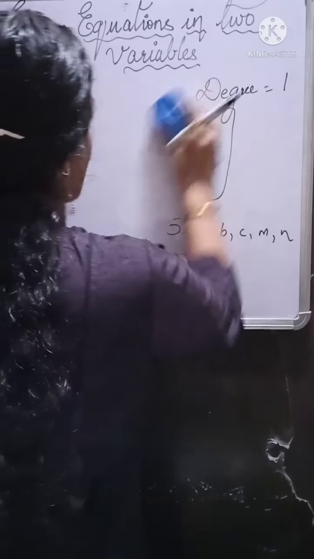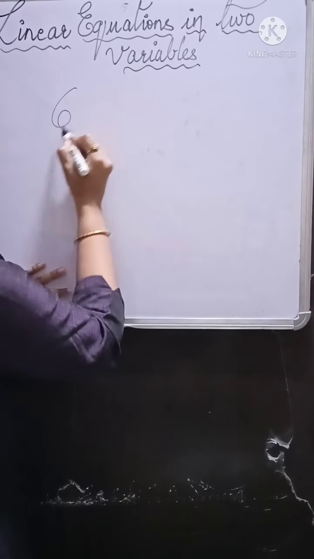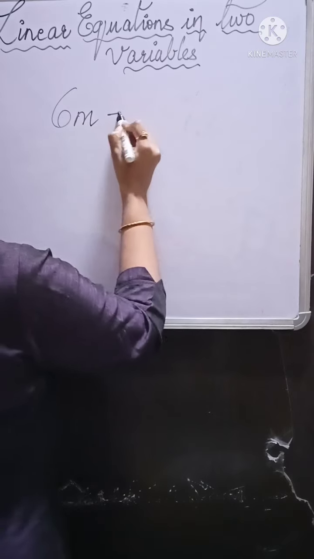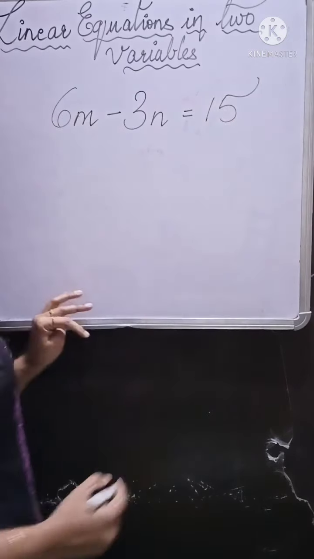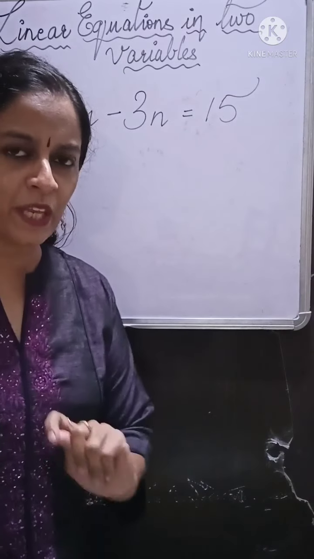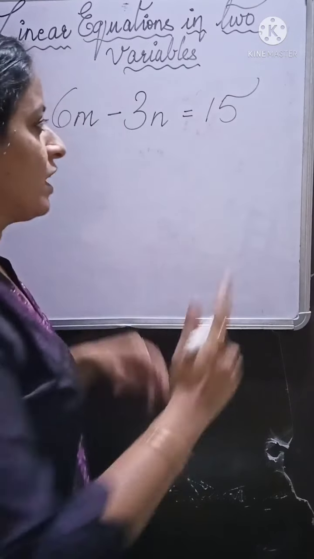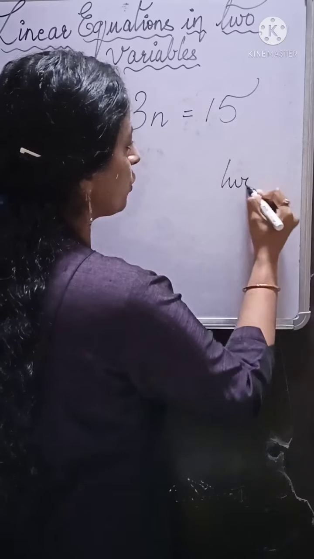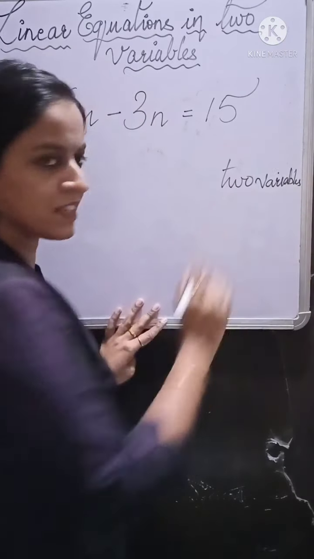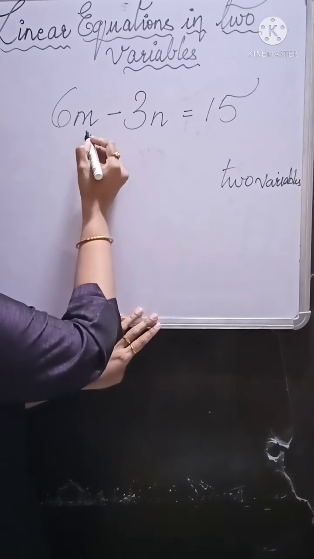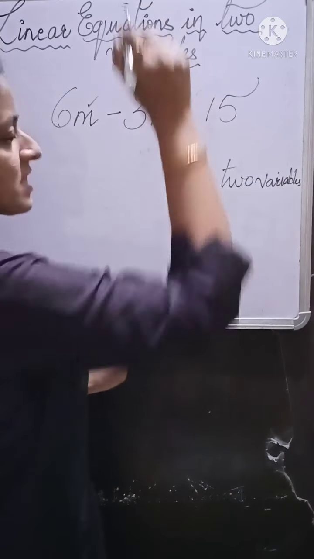Let me take another example. 6m minus 3n is equal to 15. Is this a linear equation in two variables? What all things do you have to check? You have to check whether there are two variables. Two variables means two alphabets. Are there two variables here? Yes, one is m and the other is n.